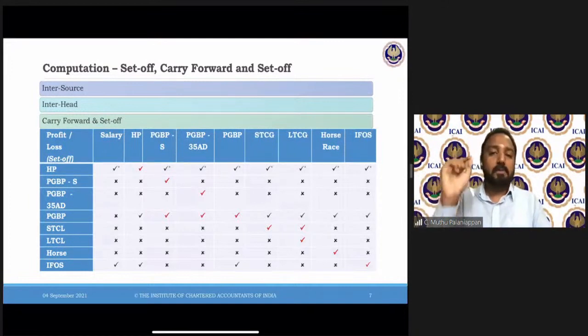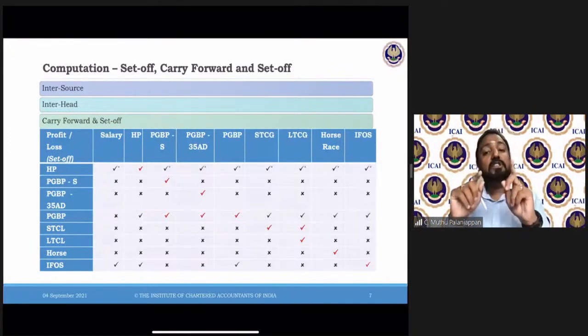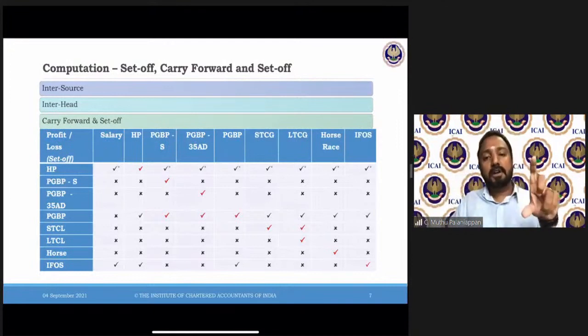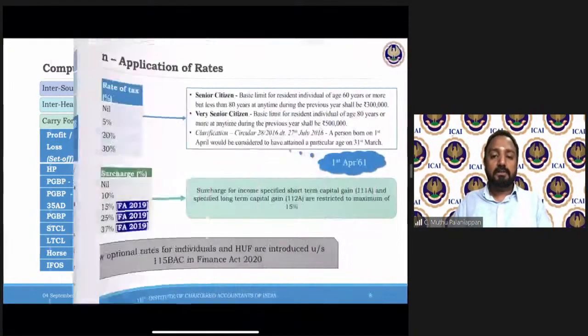House property, a maximum of 2 lakhs only can be adjusted. Beyond that, it cannot be adjusted. So these are the provisions of set off and carry forward, which we have already studied. This slide will give you a recap, a refresher on what we have studied with respect to house property, and with respect to setting off and carrying forward each of the losses.